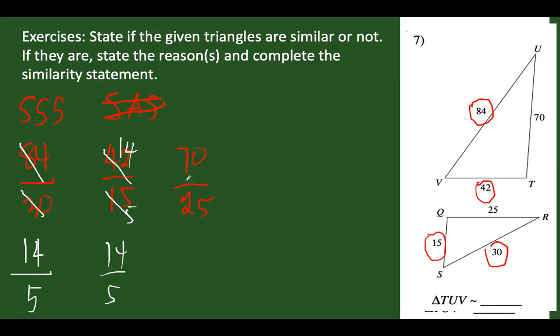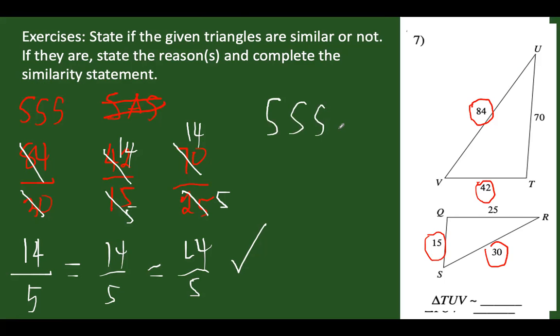Oh, I hope this one works too. So by 5, so by 1, 14, and 5. Here we go. So 14 over 5. All of the ratios have a value of 14 over 5. So therefore, we could say that they are proportional. Okay, so therefore, these two triangles are similar by the SSS similarity theorem.